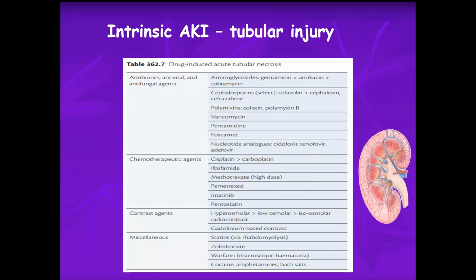Chemotherapeutic agents which can be involved in tubular injury include drugs like methotrexate, which are commonly used, as well as cisplatin, contrast media, so your hyperosmolar contrast media, obviously versus your isoosmolar contrast media, which is less nephrotoxic. Miscellaneous drugs: statins, warfarin, cocaine, amphetamine, and bath salts.